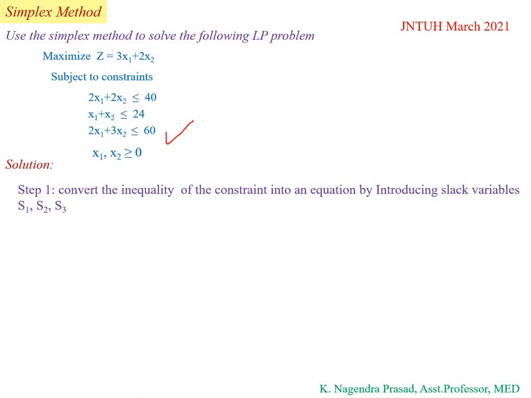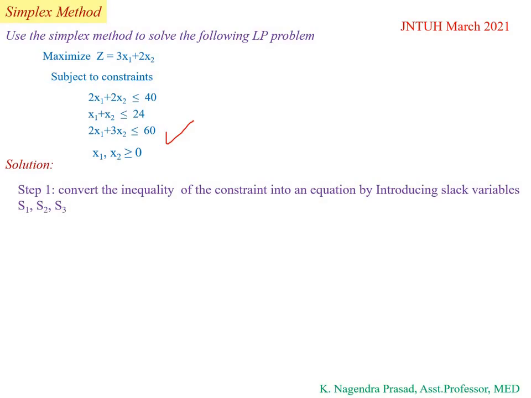First, observe whether the given problem is a maximization or minimization problem. Here the problem is a maximization model. If the given problem is a maximization model, there is no need to change anything in the objective function, that is z equal to 3x1 plus 2x2.